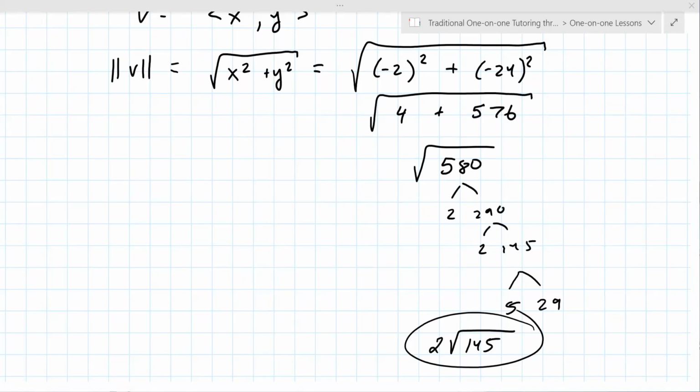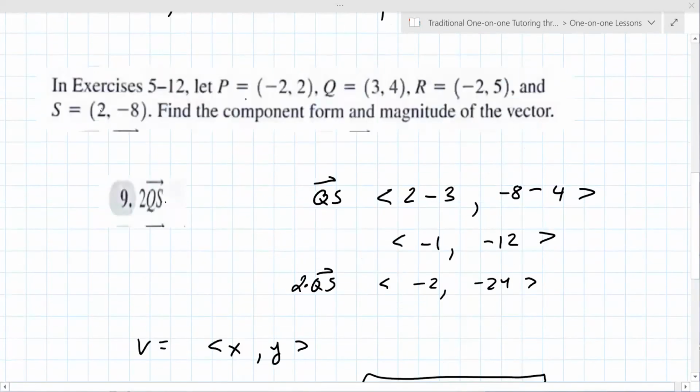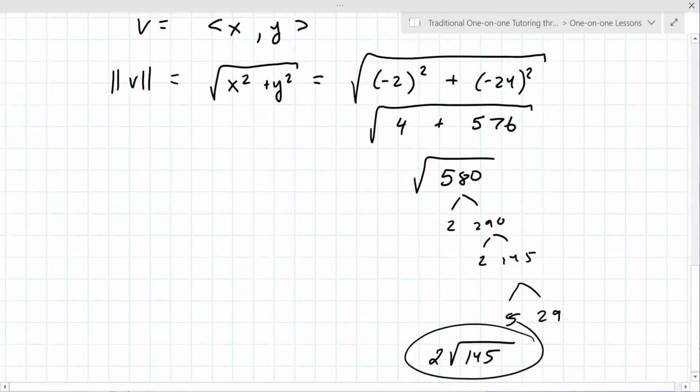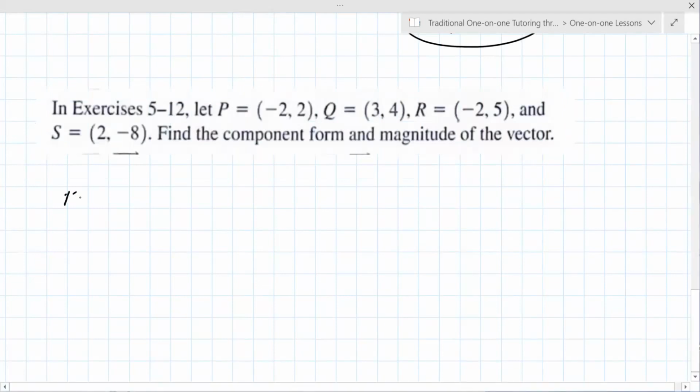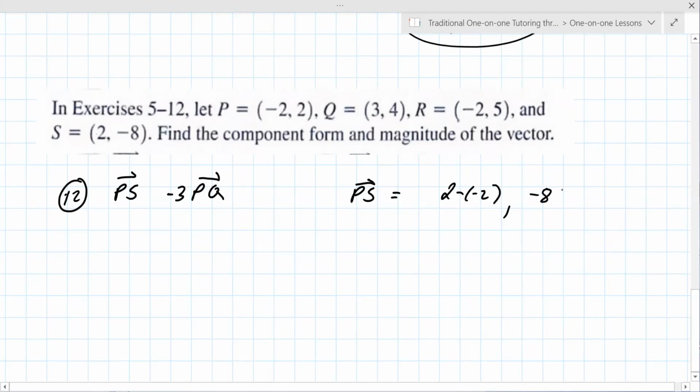Okay, 12. Let's see, 12. I'm going to go recopy this. We need this given information again. So 12, they want you to find PS minus 3PQ. So unfortunately, we can't reuse anything, but we'll find PS. So that's 2 minus a minus 2, comma, so that's in there. And then the Y value, minus 8 minus 2, so 4, comma, minus 10.